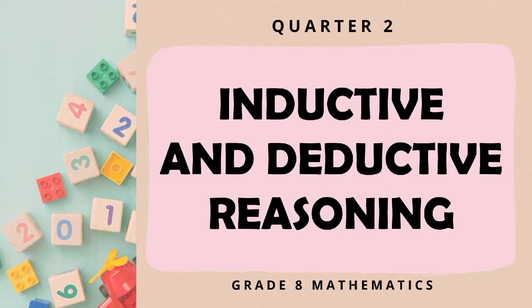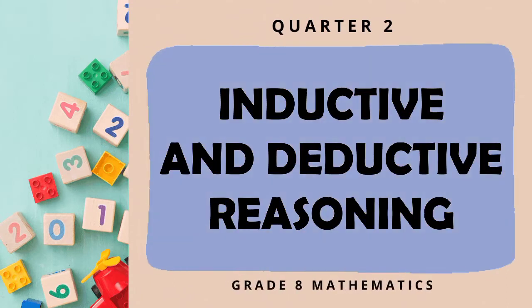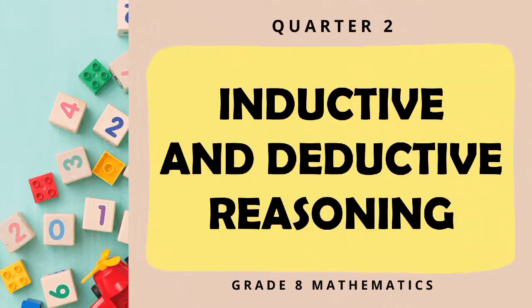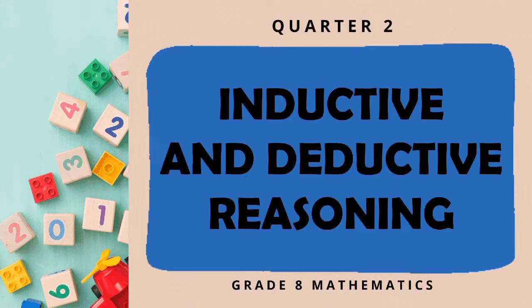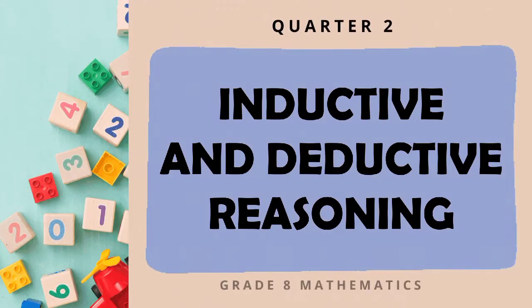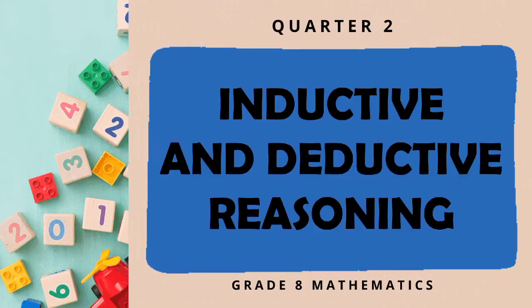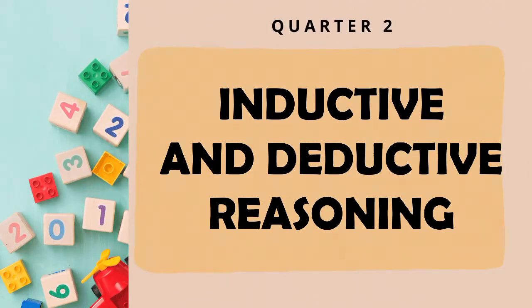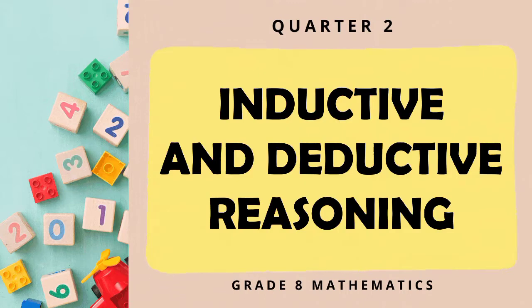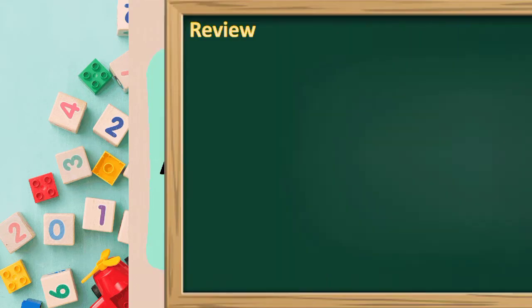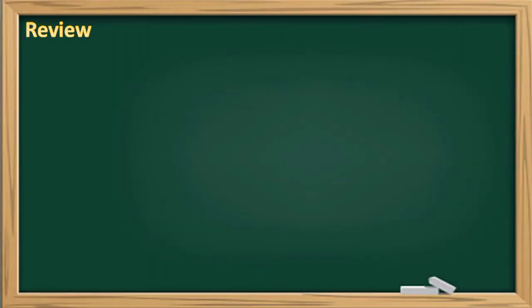At the end of the lesson, you are expected to define inductive and deductive reasoning, differentiate inductive and deductive reasoning, and apply inductive and deductive reasoning in an argument. But before that, let's have a quick review of what you have learned in your previous lesson. Last time, you learned about converse, inverse, and contrapositive statements.